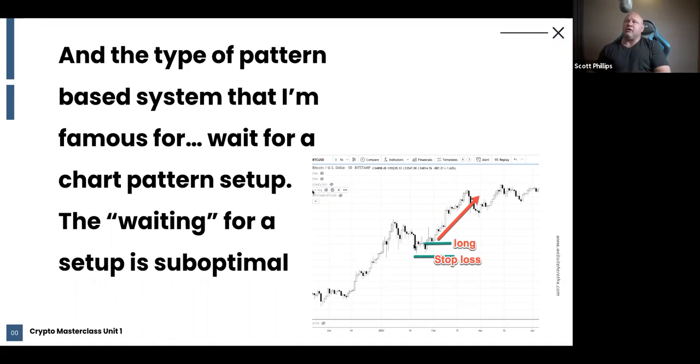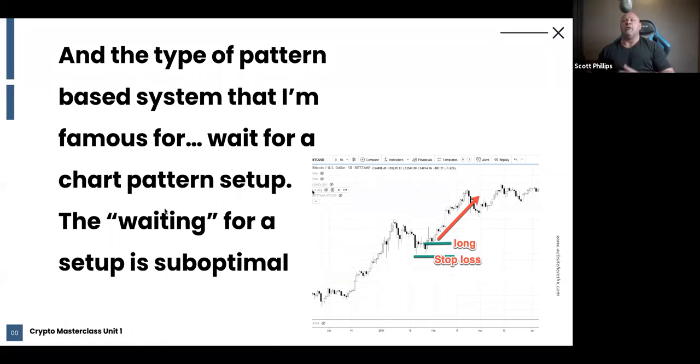Yeah, it's an edge. It's a strong edge, but consider it now. Like this is the setup actually. The type of pattern-based system that I'm famous for is where you wait for a chart pattern setup and then jump in. So the actual aspect of waiting for that setup means that your capital is not deployed all the time. So you're waiting, and then you get five setups in one day. This waiting time, badly suboptimal. So it was a nice smooth equity curve. It was definitely an edge, definitely can make 50 to sometimes 100% a year on that. But, you know, we're not going for 100% a year, we're going for 10,000% a year. And we really are.